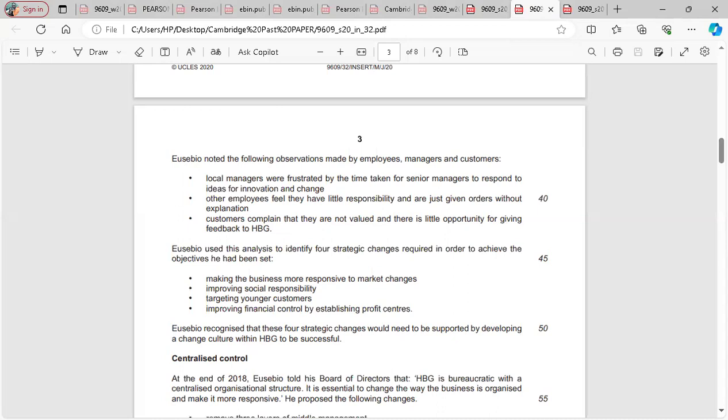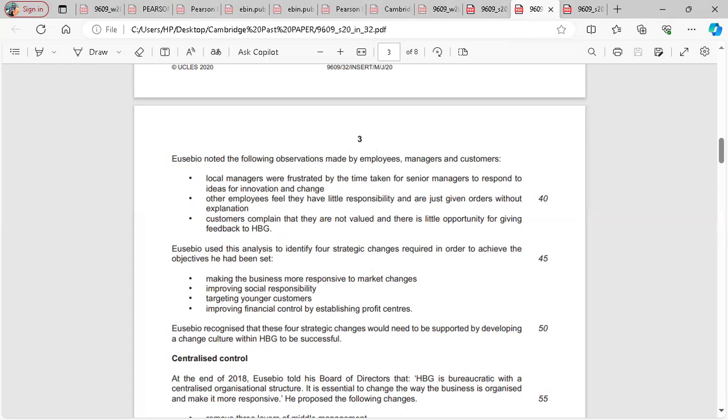Great. So they said local managers were frustrated by the time taken for senior managers to respond to ideas for innovation and change. So the local managers are complaining about the time senior managers take to give back a response regarding decisions, which is not good for them. Other employees feel that they have little responsibility and are just given orders without explanation. So that means it's always downward communication. It's not upward. If it is upward, that means subordinates can also make reference and they can also contribute.